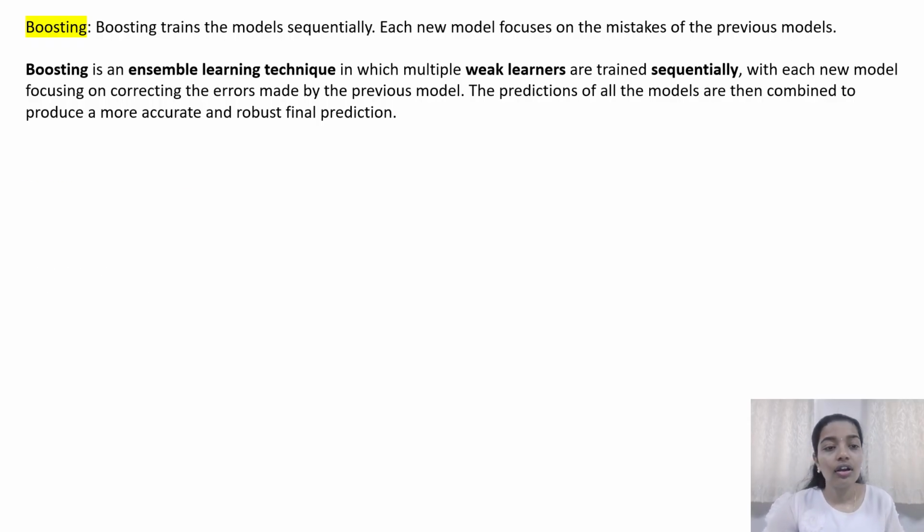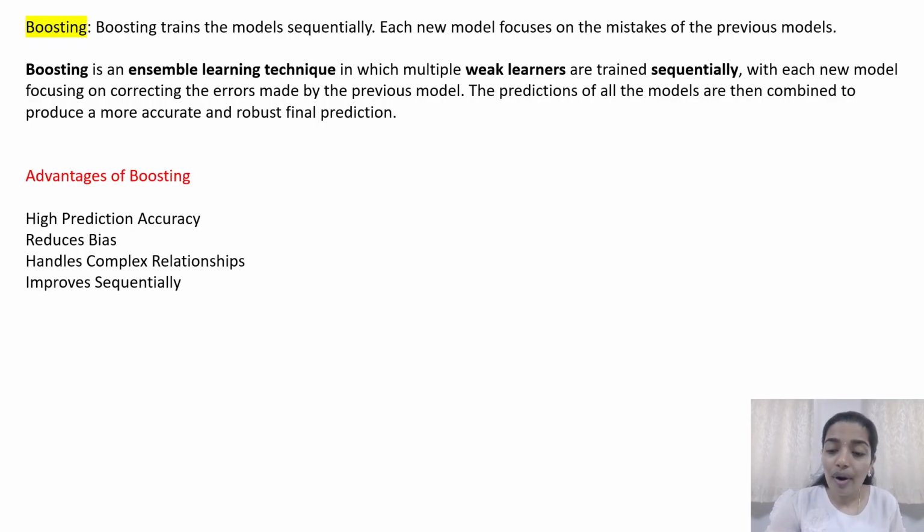So let's go to the advantages of boosting. The first advantage is high prediction accuracy. And again, a very important difference between bagging and boosting is, bagging tries to reduce variance, whereas boosting tries to reduce bias. This is the difference between bagging and boosting.